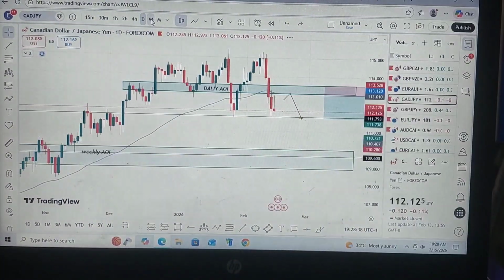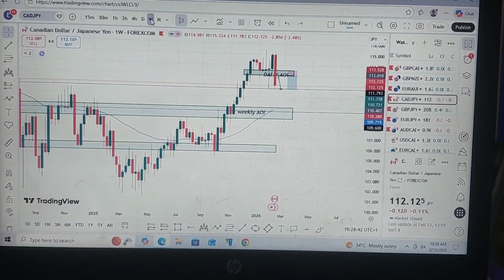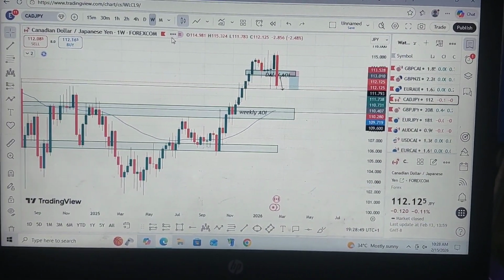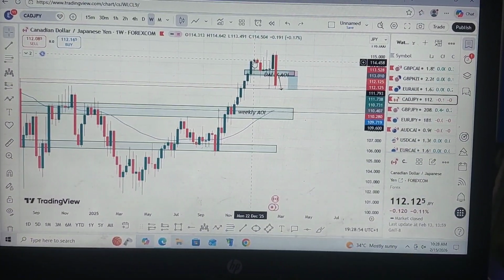The CAD JPY in the weekly time frame. You can see last week we have a massive bearish move, engulfing how many candlesticks? 1, 2, 3, 4, 5, 6, 7 weekly candlesticks. Just 1 week engulfs 7 weekly candlesticks. So you can clearly see that the sellers are active in the market.